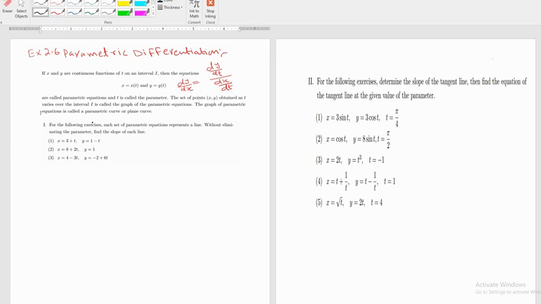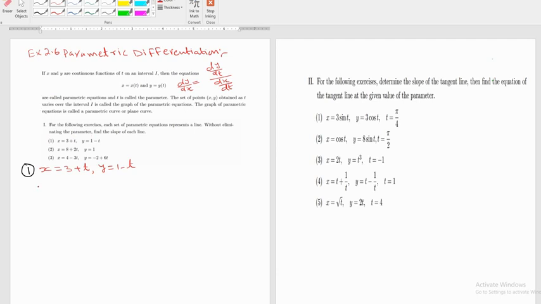This is exercise 2.6, question number 1. For the following exercise, each set of parametric functions is given. Without elimination, find the slope. Slope means dy/dx. So I'm going to take question number 1: x is equal to 3 plus t and y is equal to 1 minus t.